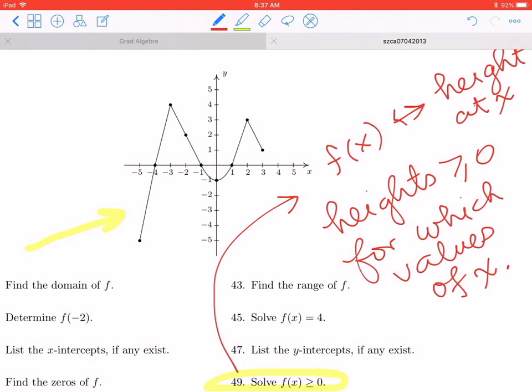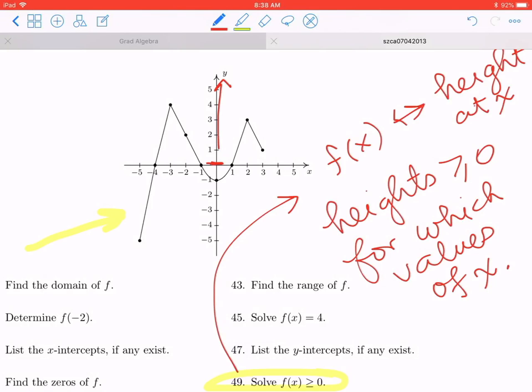Well, when is the height equal to 0, first of all? And the height is equal to 0 exactly here, right? Along the y-axis at the value 0. That's when the height equals 0. So bigger than or equal to 0, we're talking about, in that direction, right?